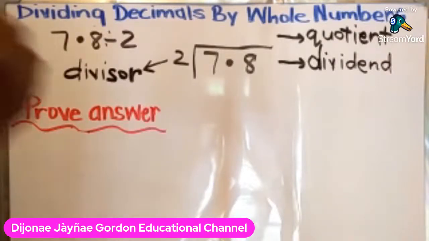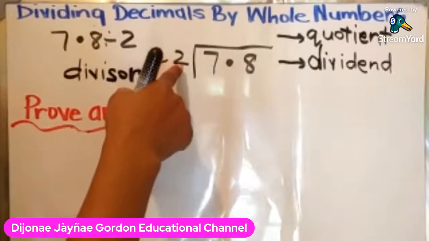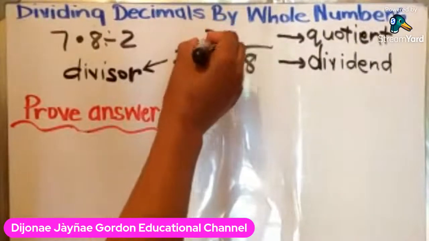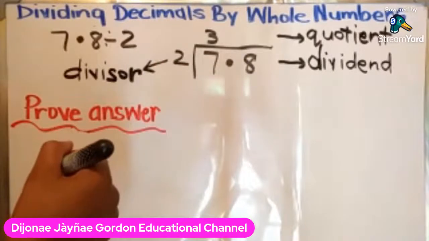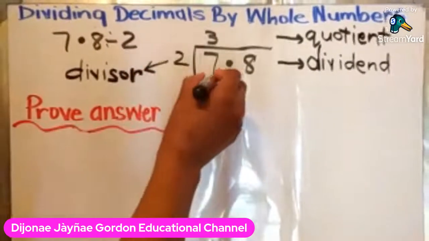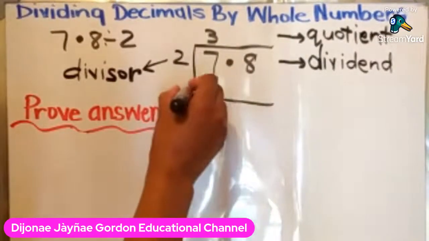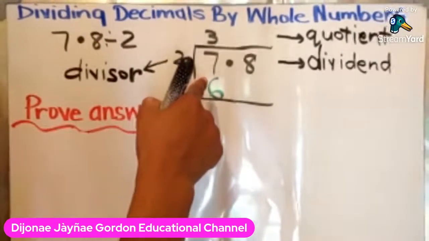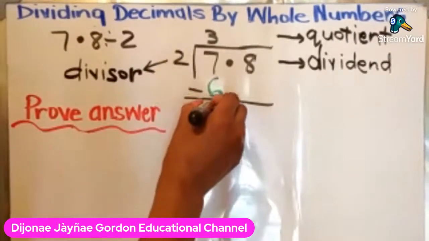All right, so ask yourself, how many groups of 2's can you get from 7? And of course, that is 3. 3 groups of 2's I can get from 7. So 3 multiplied by 2, of course, that is 6. Write my 6 down, and of course, I'm going to take away. The next thing we're going to do is to take away 6 from 7. You are left with 1.